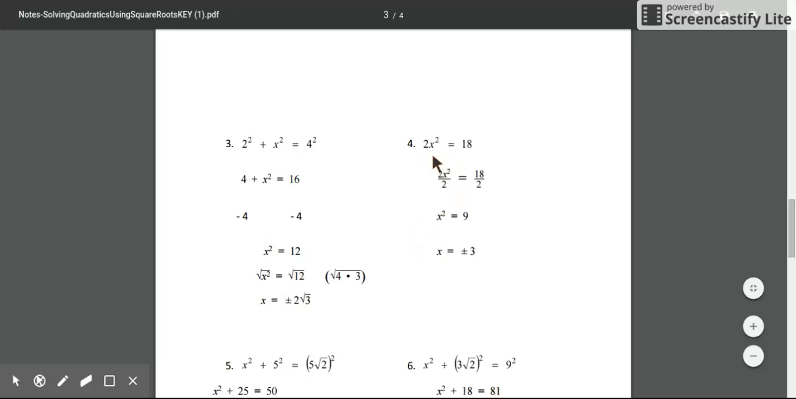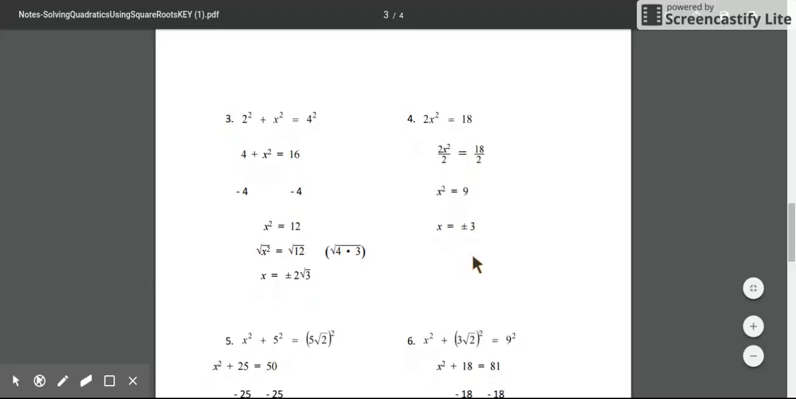Let's do another example. In this case, to get x squared by itself, we're actually going to divide or get rid of this multiplication of 2. So dividing both sides by 2 gives me x squared equals 9. And then we can square root both sides, and we get x is positive and negative 3.